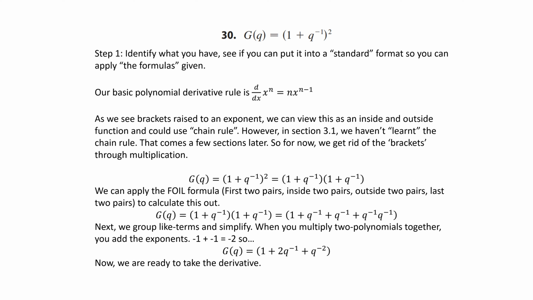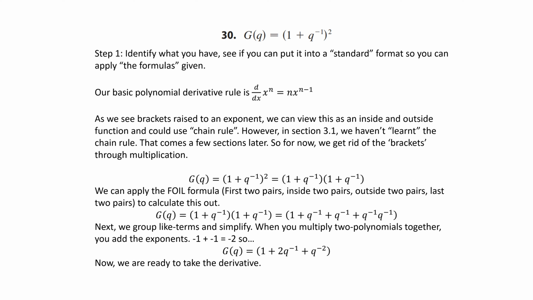Our basic polynomial derivative rule is x to the n. The derivative of it is you take the n, you put it down in front, and you subtract 1 from the exponent. As we can see, we don't have quite the same format, because we have some brackets raised to an exponent, and we can view this as an inside and outside function and use something called the chain rule. However, that's learned in a later section, so right now you're not supposed to know it. So we have to get rid of the bracket another way.